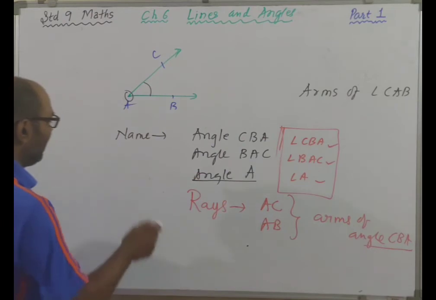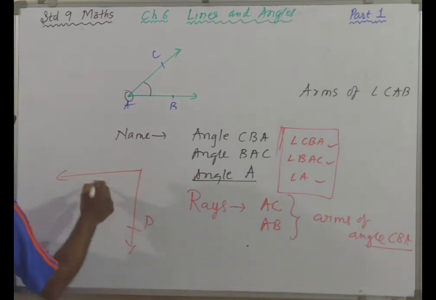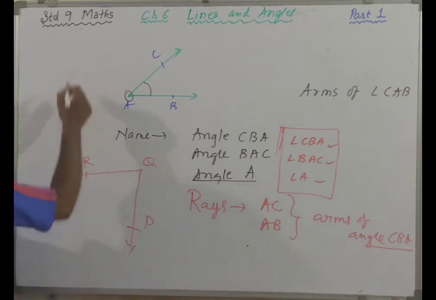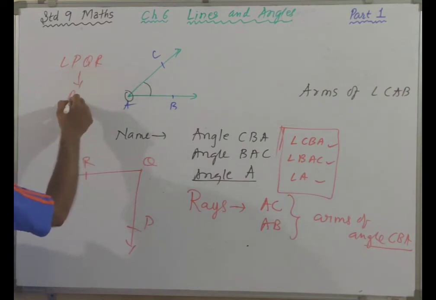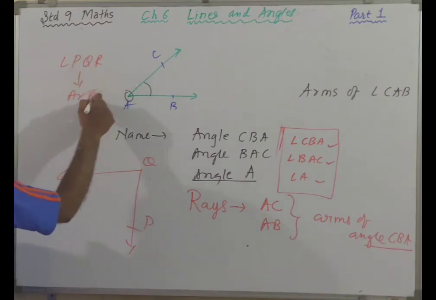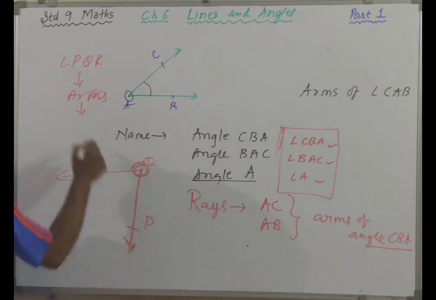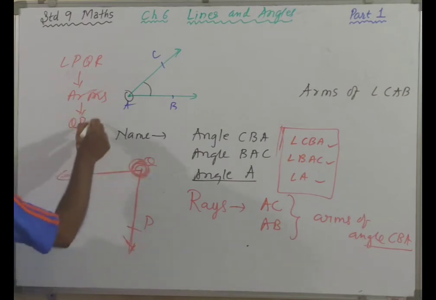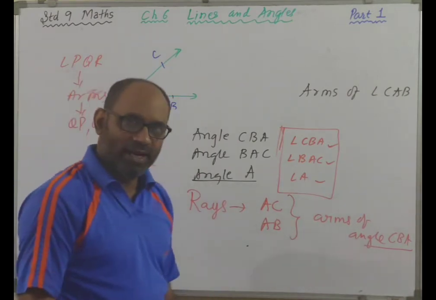Alright, let me take one angle here, PQR. This is angle PQR. Tell me its arms. Which are the arms of this angle? Ray, it initiates from Q, ray QP or ray QR. These are the arms, alright?